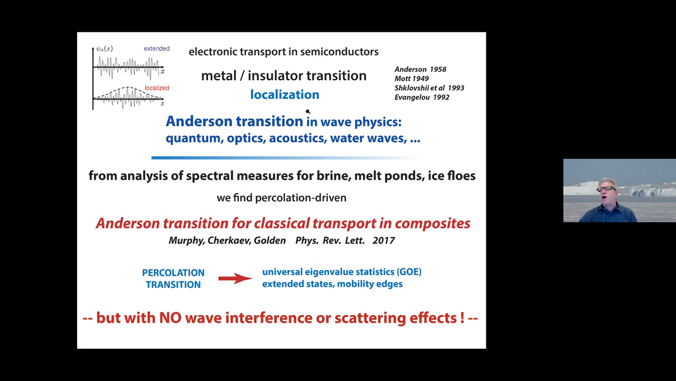the classic Anderson transition picture comes up due to scattering and interference effects, and comes up in the quantum Schrodinger wave equation, optics, Maxwell's wave equation, acoustics, water waves, and so on. What's so striking about what we discovered is that we looked at spectral measures for brine, melt ponds, ice floes, these sea ice structures, and we found not a disorder-driven but a percolation-driven Anderson transition, and not for wave properties, but for electrical and thermal conductivity, diffusion, all these kinds of properties. And again, with no wave interference or scattering effect. So we found this pretty striking, and this was published in Physical Review Letters a few years ago.